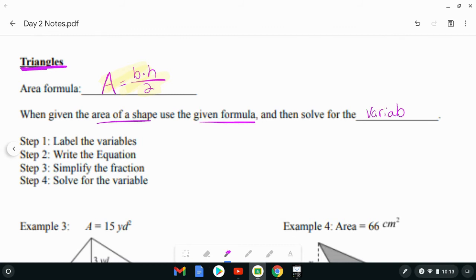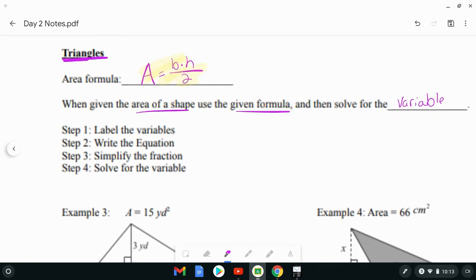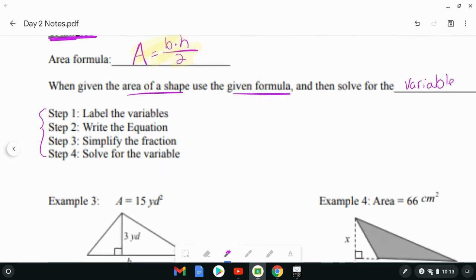For triangles, because the formula is a little bit different, our steps are a little bit different. Step 1, label the variables. We did that on the last one. Step 2, write the equation. We did that on the last one. Step 3, we're going to simplify the fraction. That might be a little bit helpful. And then step 4, solve for the variable.